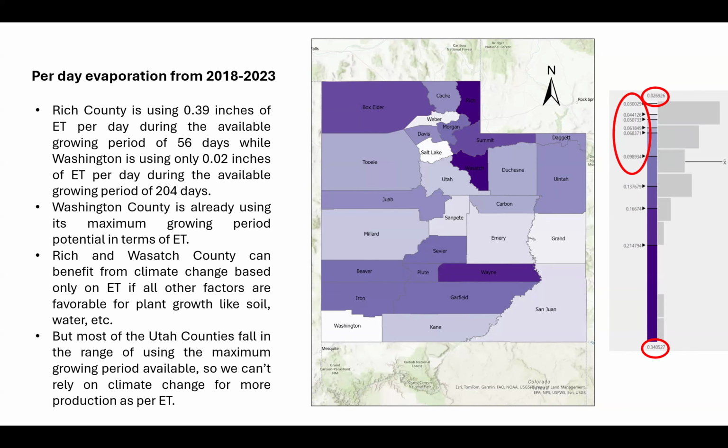So now we can answer all those questions we marked up. Washington County is already using its maximum potential of growing period in terms of ET, and Wasatch counties can benefit from climate change based only on ET, if all other factors like soil and water are favorable for plant growth. But most of the Utah counties fall in the range of using the maximum growing period available, so we can't rely on climate change for more production based on ET data.